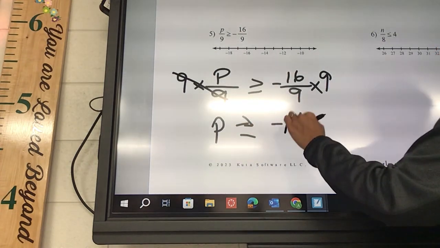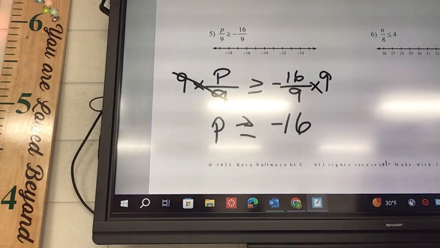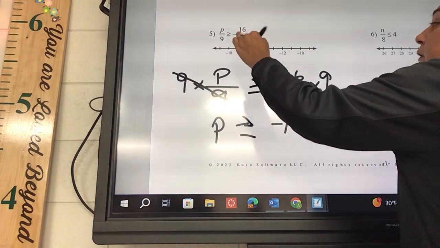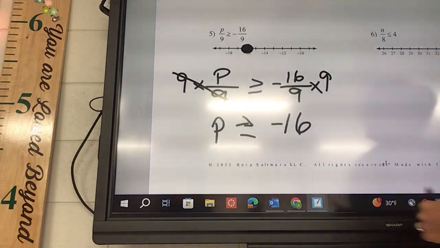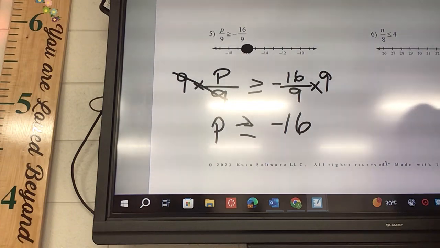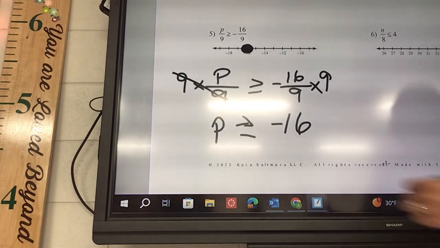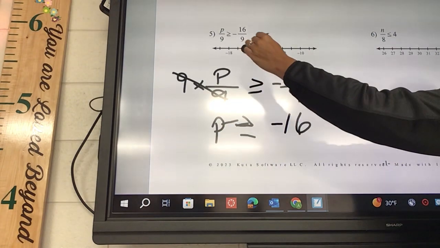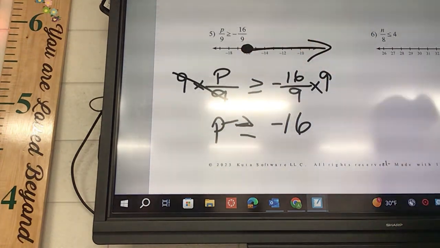Okay, so negative 16. On the negative 16, should that be open or closed? Closed. Okay, which part of the mouth am I going to be touching first? P is bigger or smaller? Bigger. Okay, so we're going to go towards the positives.